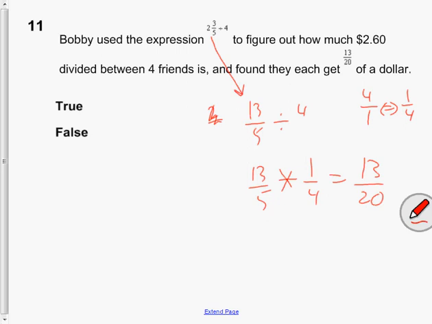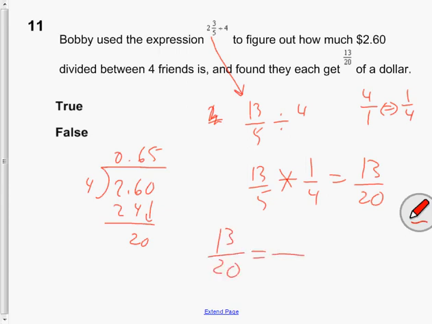And let's check this out a different way. If I say $2.60 divided by 4, I could have actually done it this way as well. If I divide by 4, there's 0 there, and there would be 6 here, which is 24. 2 goes here, your 0 comes down, you get 65 cents. So if 13/20ths is the same thing as 65/100ths, then we know our answer is true. Let's just double check. Multiply this by 5 and multiply this by 5, and you get 65/100ths, which means it's true. We get 65 cents each, or another fancier way of saying 65 cents is 13/20ths of a dollar.